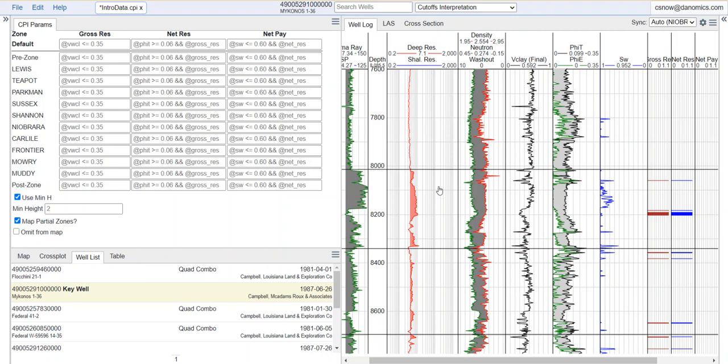However, what if it flows 99% water, and your water handling costs are quite high? Then is that interval net pay or not? Well, that depends a bit on the oil price. If oil was at a quite high price, then maybe a couple of barrels per day is enough to make that economic, even with the cost of handling water. Whereas if the cost of handling water is quite high and the price of oil is quite low, then that same interval may be uneconomic.